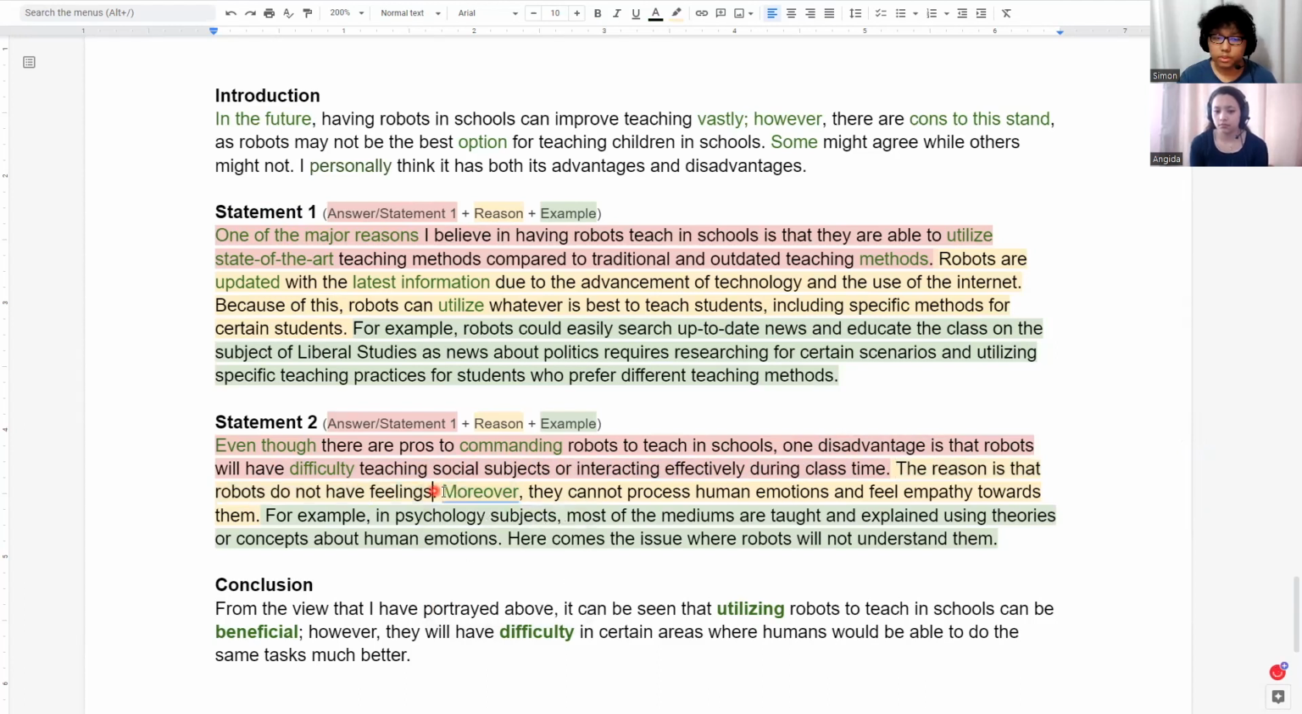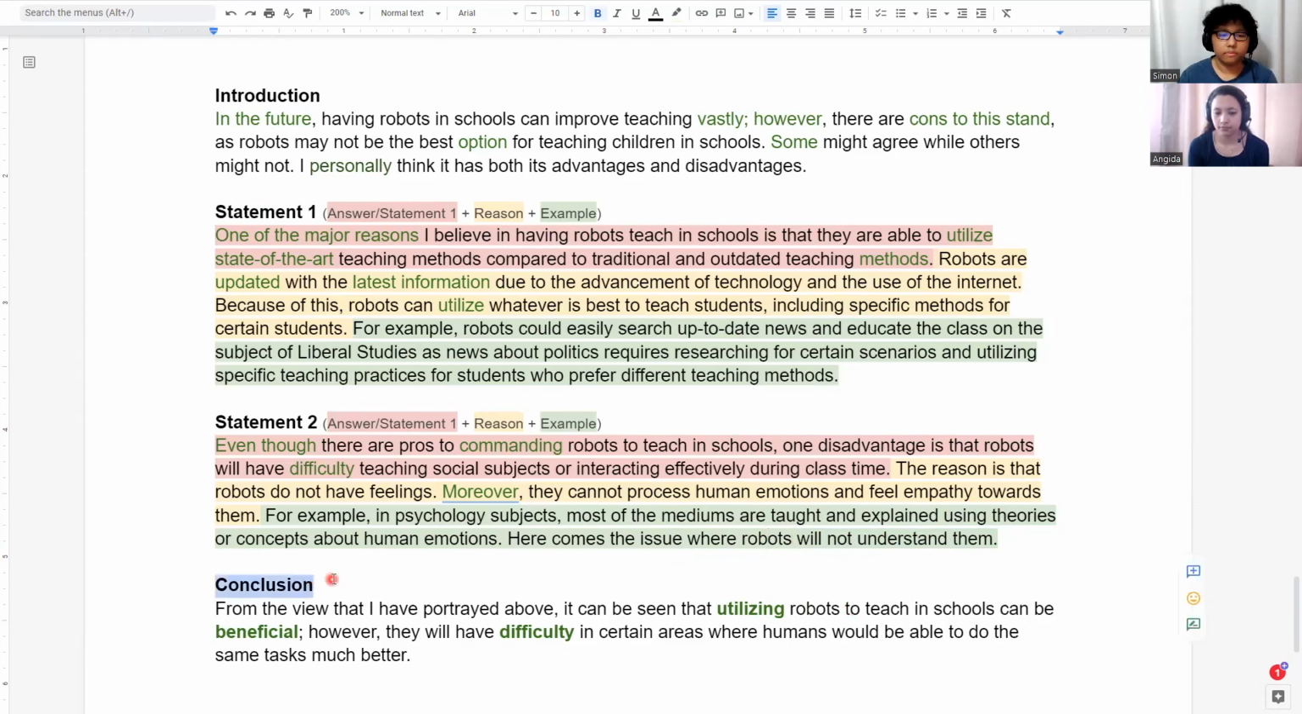Moreover, this is a good coherence word. They cannot process human emotions and feel empathy towards them. For example, in psychology subjects, most of the mediums are taught and explained using theories or concepts about human emotions. Here comes the issue where robots will not understand them. Robots could say they cannot analyze emotions or feel empathy with humans. So that's why this is a disadvantage. Okay.